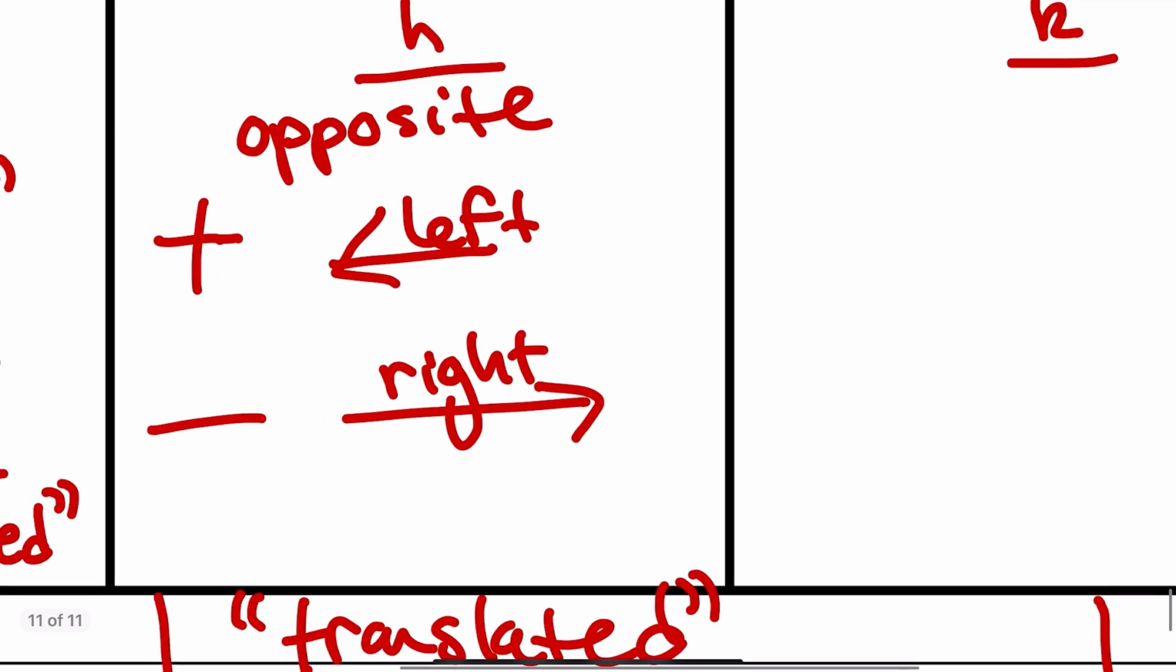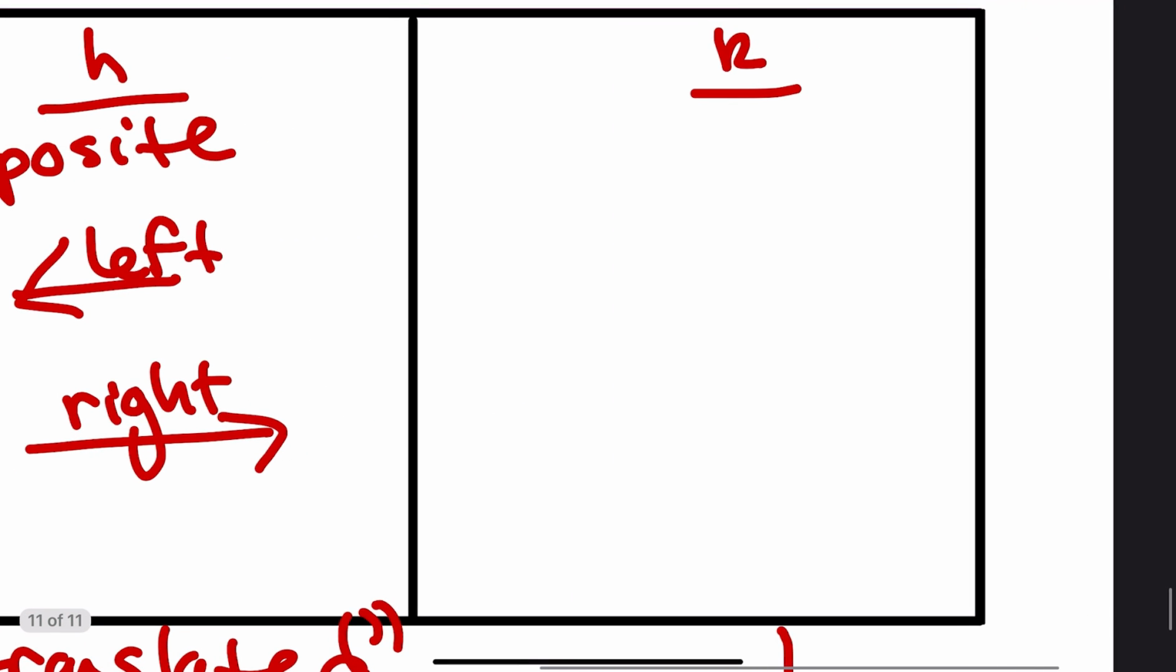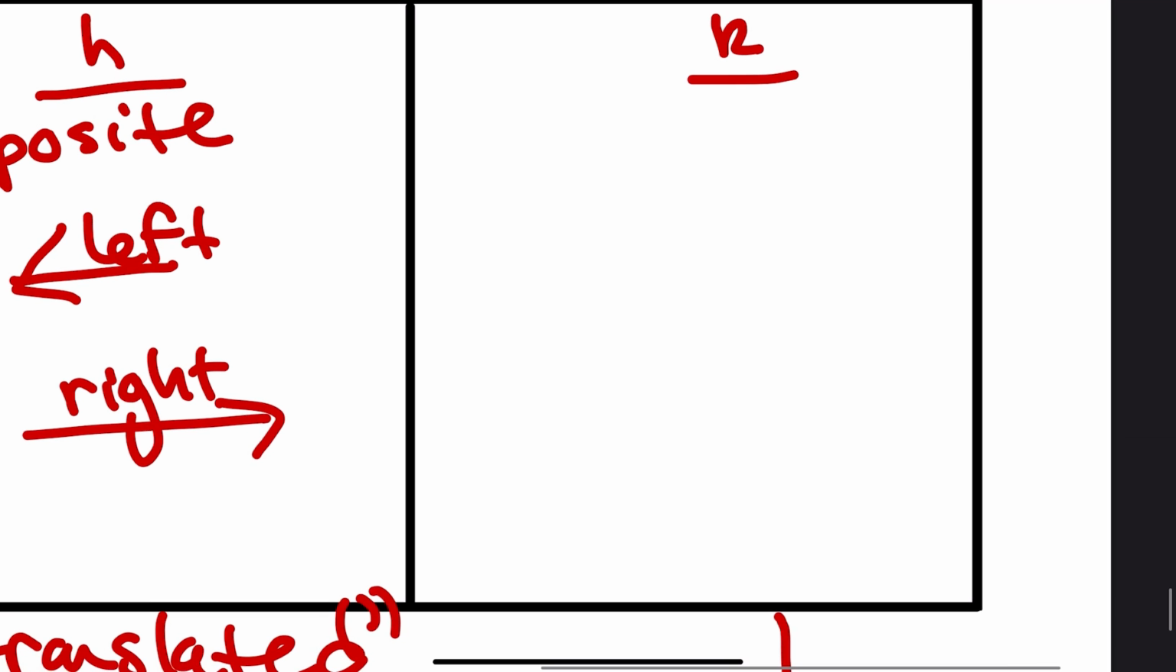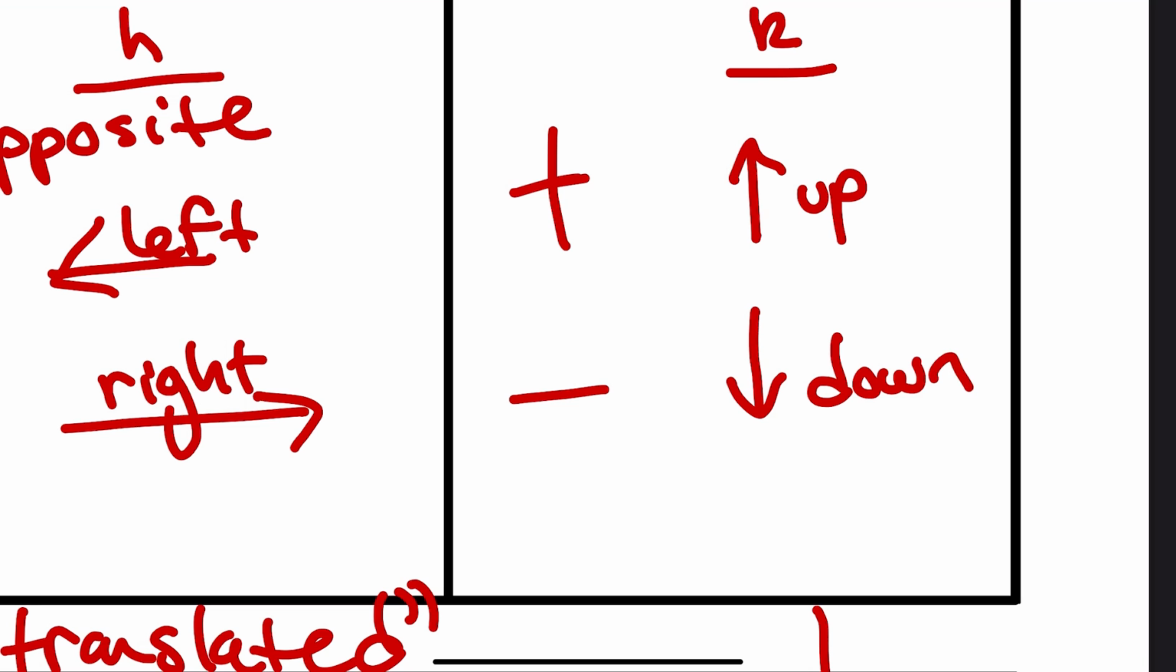Okay, so our next and last one is going to be K. K is also going to be translated, because we're sliding it either up or down. K is just K, so we could just take it at face value. If it's positive, it's going to move up. If it's negative, it's going to move down, or be translated up or down.